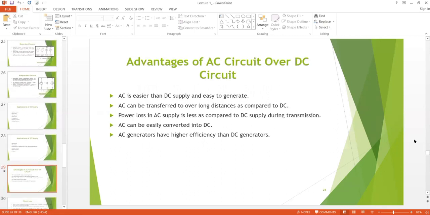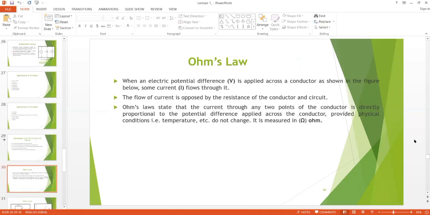We already know what are the advantages of AC circuit over DC circuit. So AC is very much easier than the DC supply. We know that, and it is easy to generate. AC losses are very less. Efficiency is good of the AC generator.